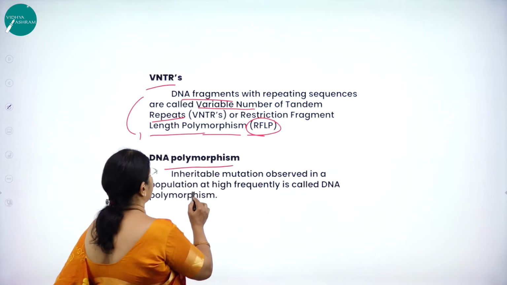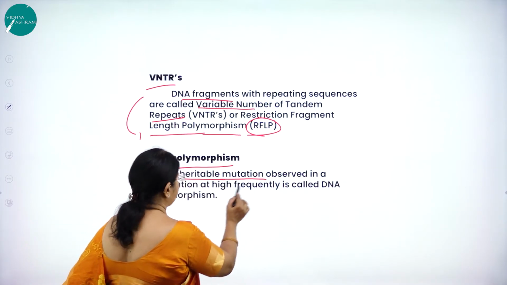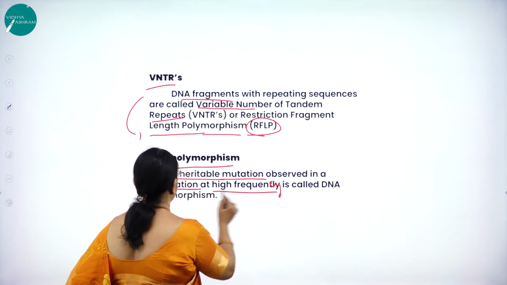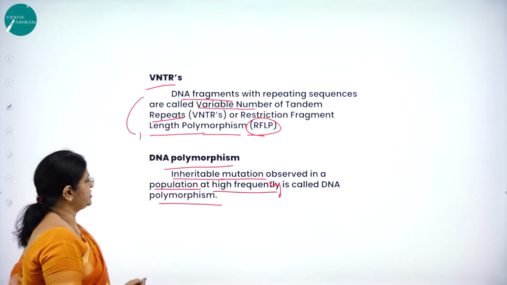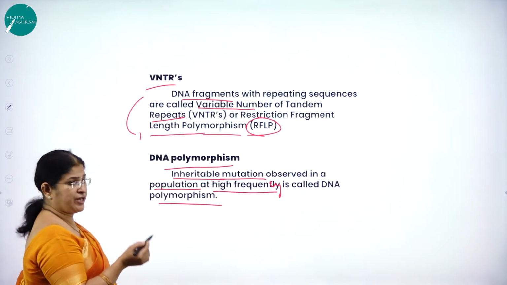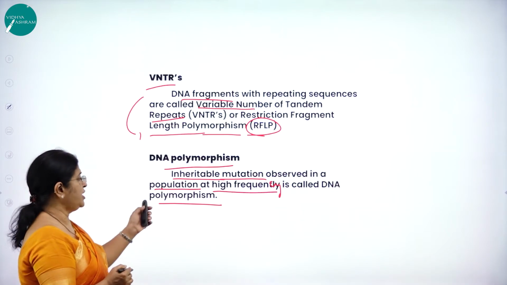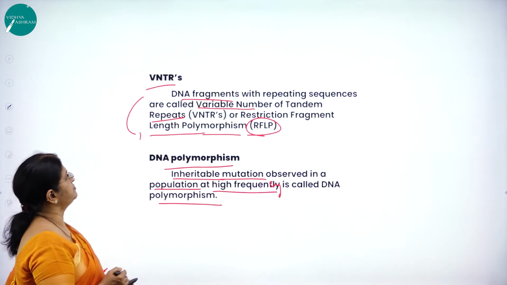Then what is DNA polymorphism? Inheritable mutation observed in a population at high frequency is called DNA polymorphism.